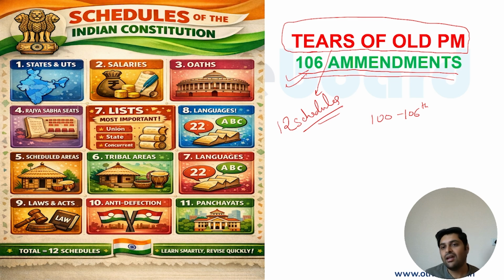From the 100th to the 106th amendment, please type in the comments what those amendments are. A quick homework. What is the 100th amendment, 101st, 102nd, 103rd, 104th, 105th, and 106th? Just in short keywords. Now, how to remember these schedules of the constitution?